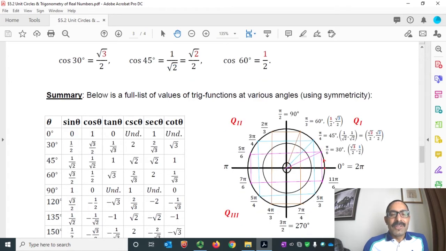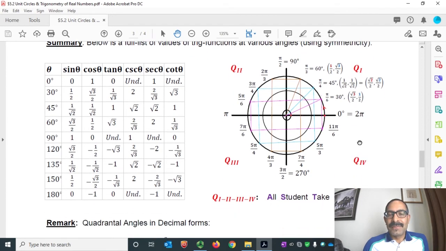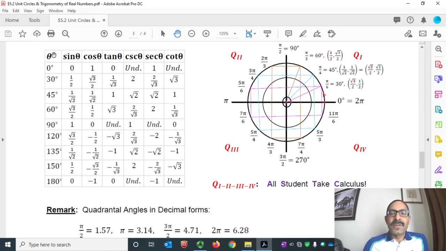Summary: below is a full list of values of trig functions at various angles. So here you do need to remember this table or this diagram. Let me talk about this table here. The first column, angle. Second column, the value of sine theta, then cosine theta, then tan theta, and then cosecant theta, then secant theta, then cotangent theta.